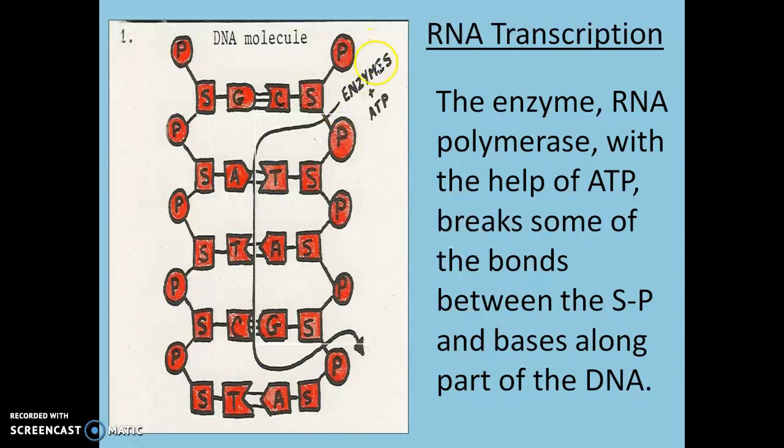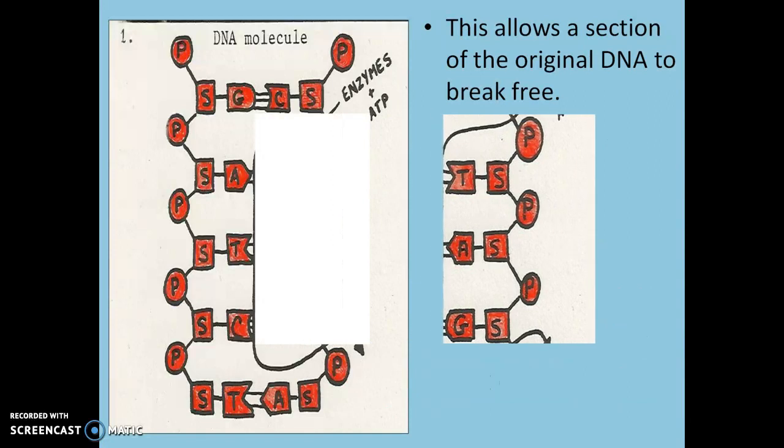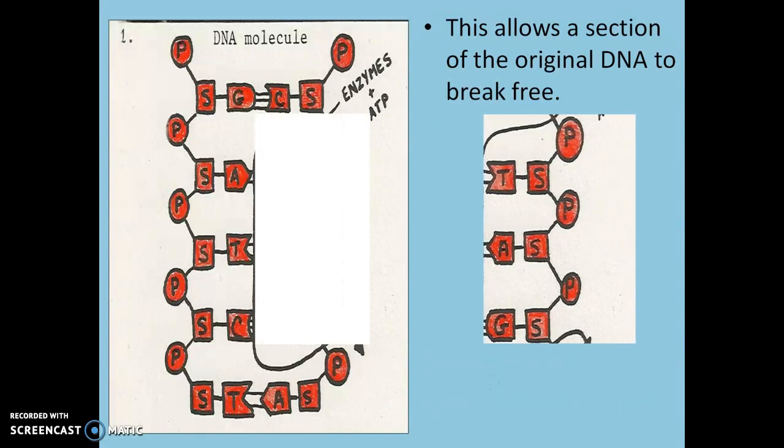So you'll see here that an enzyme with the help of ATP is going to cut in between the sugar and the phosphate, and it's going to break the bonds between these bases, and it's going to sneak out here. So we actually don't need the top and we don't need the bottom for this. We're going to remove that part of the DNA, and we're not going to use this over here. We're going to use this section here that's now empty.